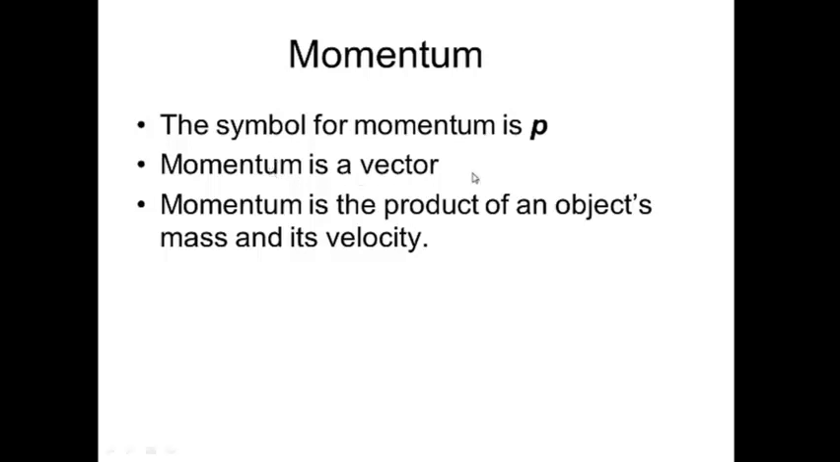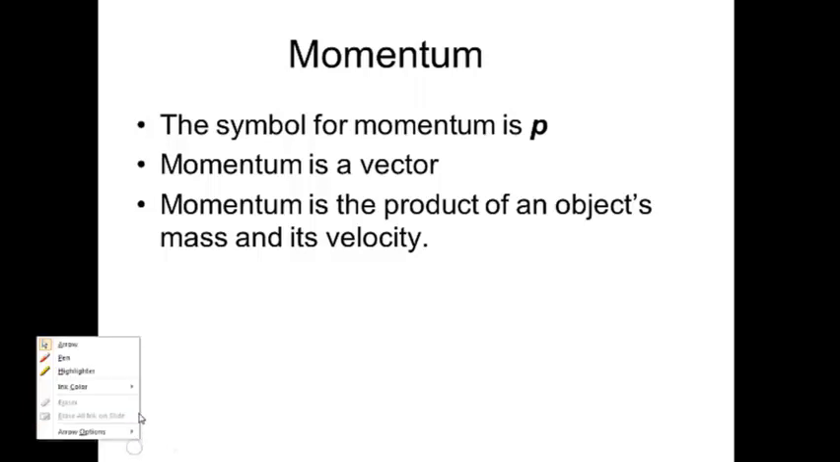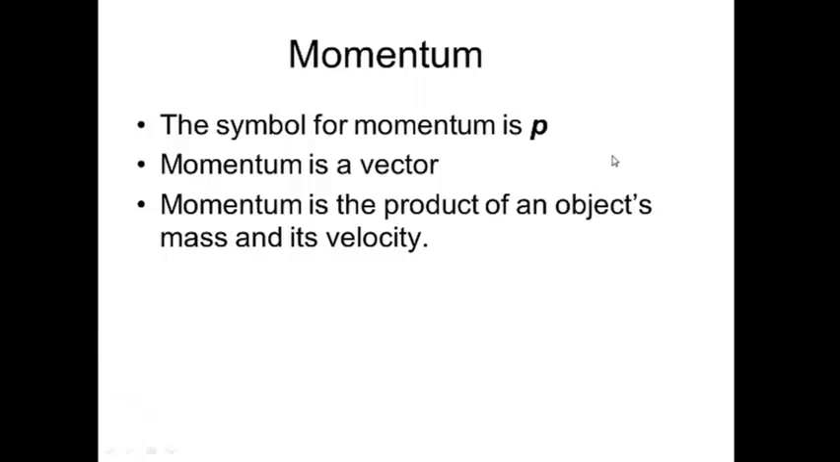The symbol is P. P, momentum, equals mass times velocity. Momentum is a vector. Momentum is the product of the object's mass and its velocity.